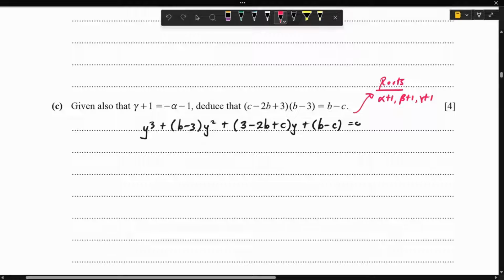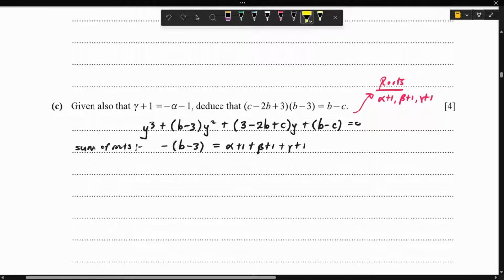So we're going to start by finding the sum of roots. Okay, from this equation, we have the sum of roots as being minus of the coefficient of y squared over the coefficient of y cubed, which is 1. So basically, we have minus of b minus 3 being equal to the sum of roots, which is alpha plus 1 plus beta plus 1 plus gamma plus 1.